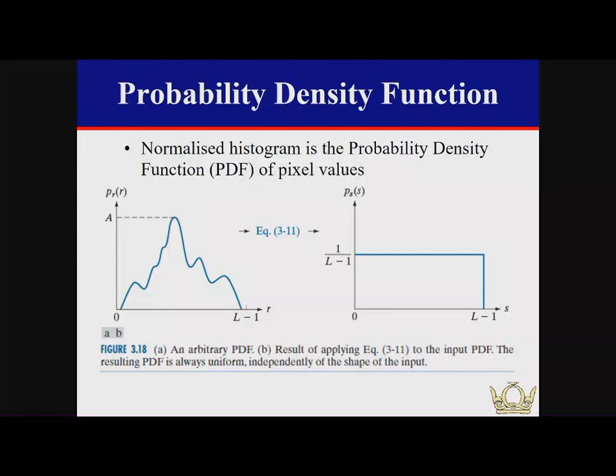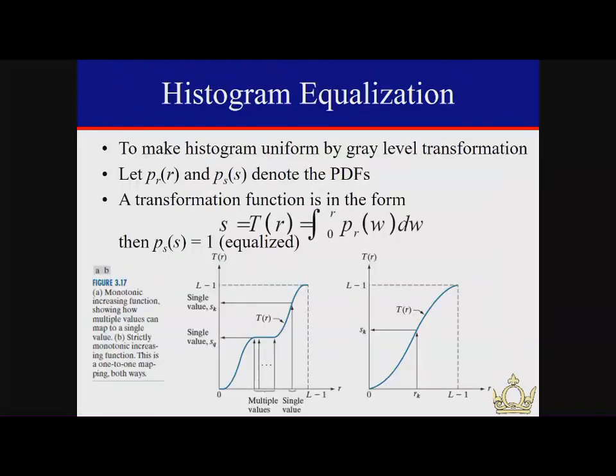But generally, the histogram should be like this. We don't wish to see the histogram like this, too narrow, especially something in here. We wish it to be distributed equally, such that we can see the details, and the contrast between the neighbor pixels would be clear.